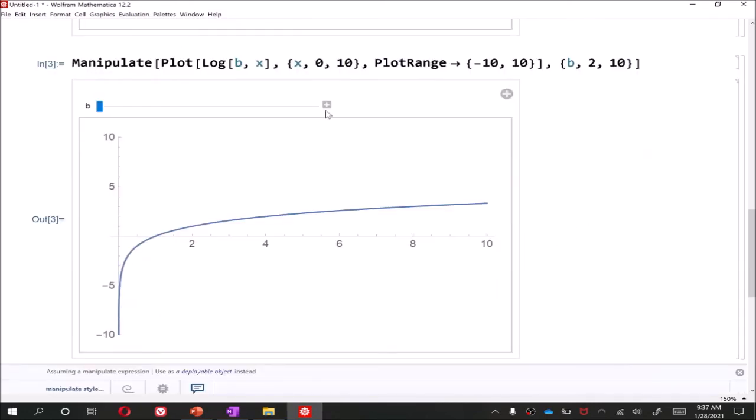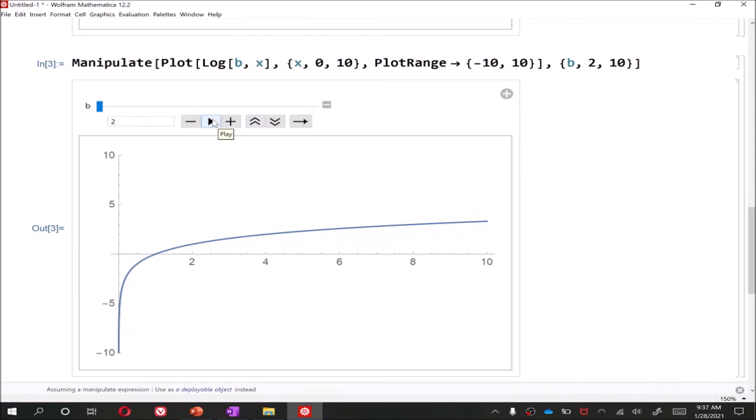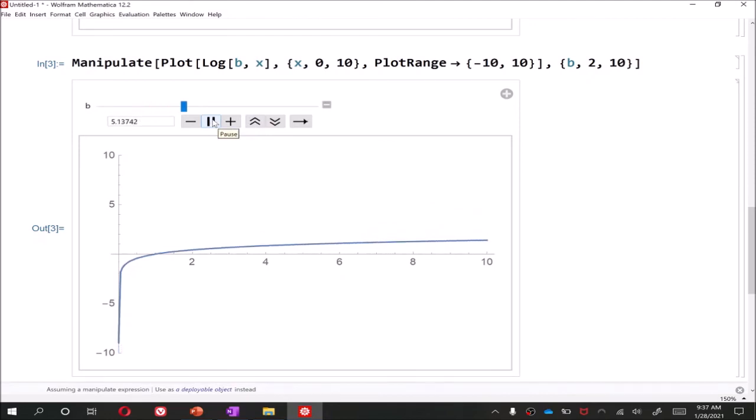Okay, so again, let's notice what's happening. It's maintaining the same general shape, just like the exponential did. The point where we cross the x-axis, notice, is never changing. What's changing is essentially the steepness here.